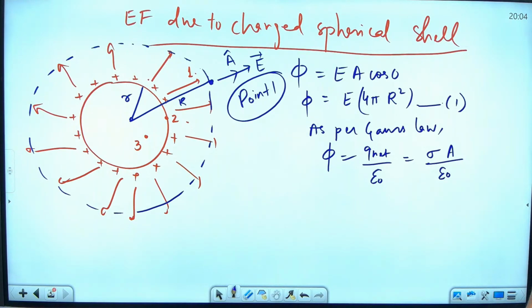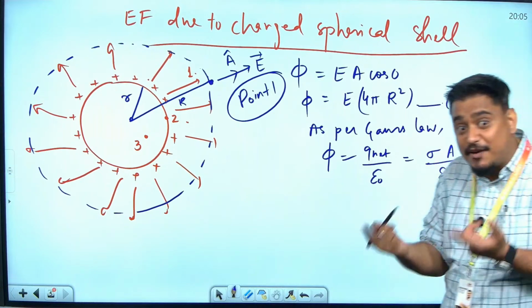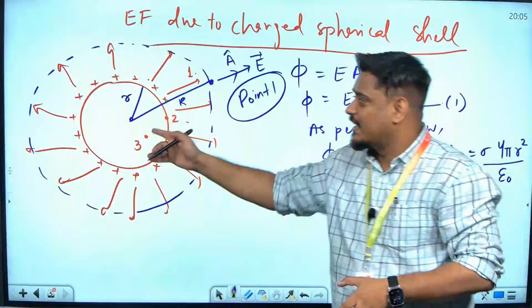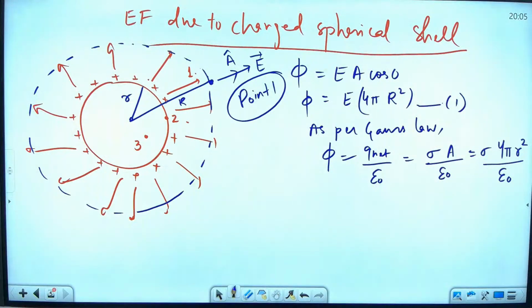This is the point where students make mistakes. What mistake are they making? 4 pi r square. Which r should be taken here? Capital R? No. Here, small r. Because Q net we are finding for this shell only, no? And this shell's radius is small r, isn't it? Make a mistake like this, lose marks. This is equation number 2.